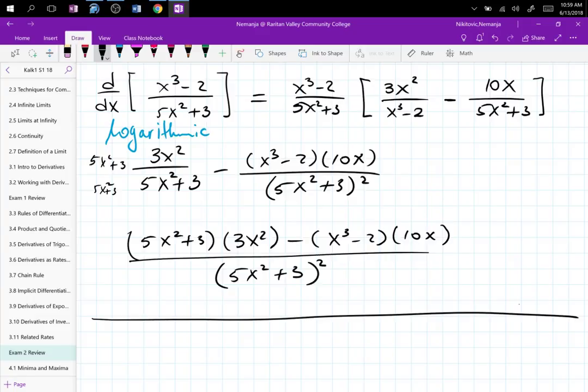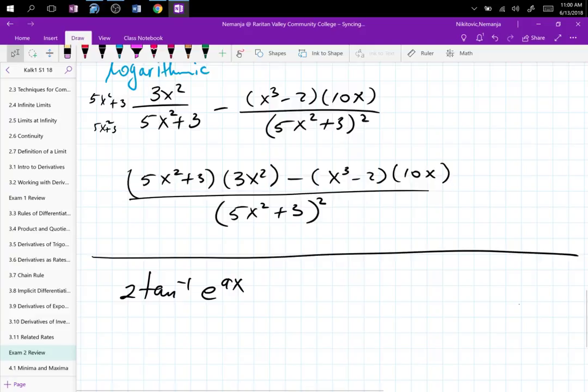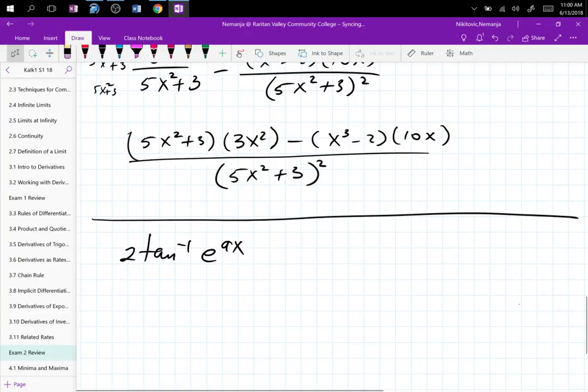Yes. We do like a tangent inverse form. Which one? 2 tangent of inverse e to the 9x. What are you supposed to do with this? Find the derivative. Oh, find the derivative. Okay, fine.